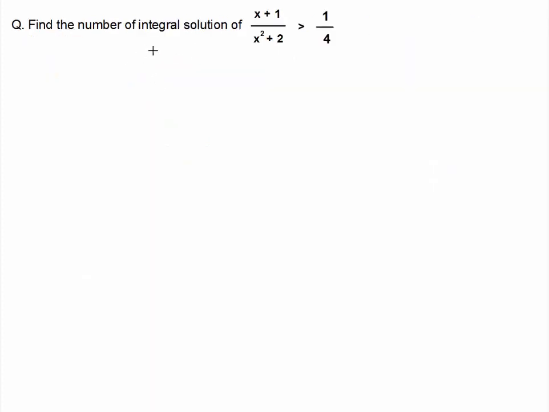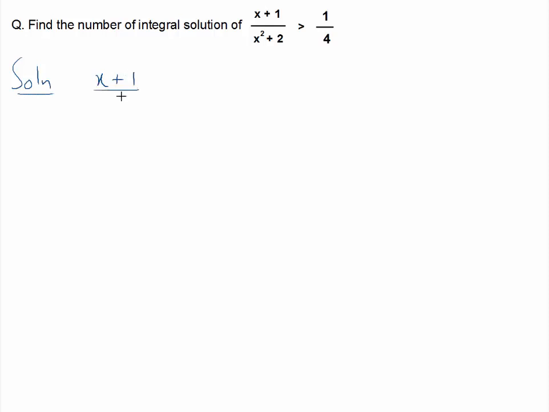Now let's do this question. Find the number of integral solutions of this. Now to solve this, we try and avoid cross multiplying x square plus 2. Instead, we bring 1 by 4 on this side.